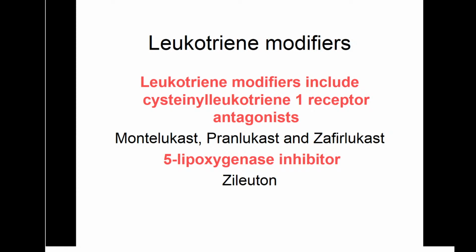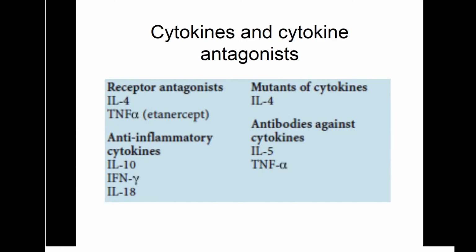The next group that we use in treatment of allergic reaction are leukotriene modifiers. There are two groups. Leukotriene modifiers include cysteinyl leukotriene 1 receptor antagonists and 5-lipoxygenase inhibitors. The first group are montelukast, pranlukast, zafirlukast, and the second, zileuton. All of them we already have as drugs. So cytokines and cytokine agonists, receptor antagonists: interleukin 4, TNF-alpha, anti-inflammatory cytokines interleukin 10 and 18.